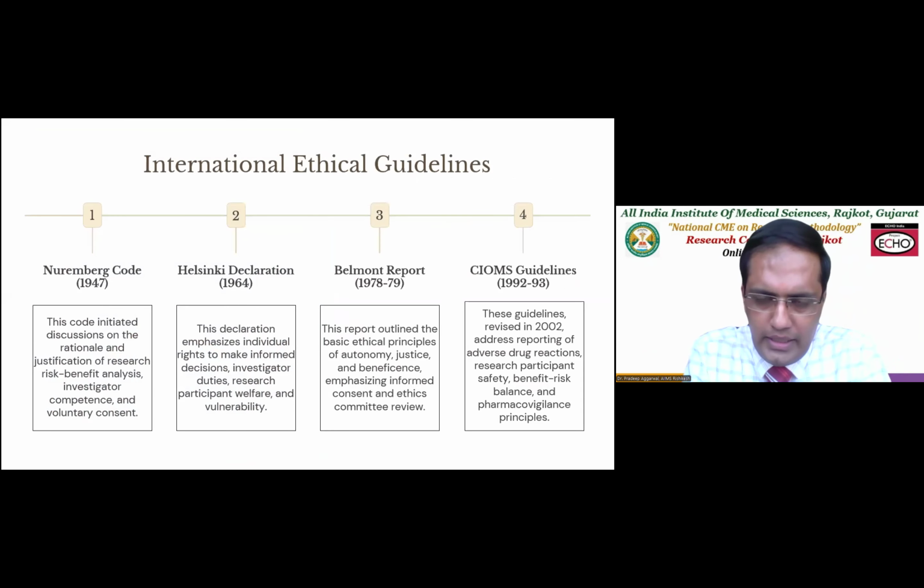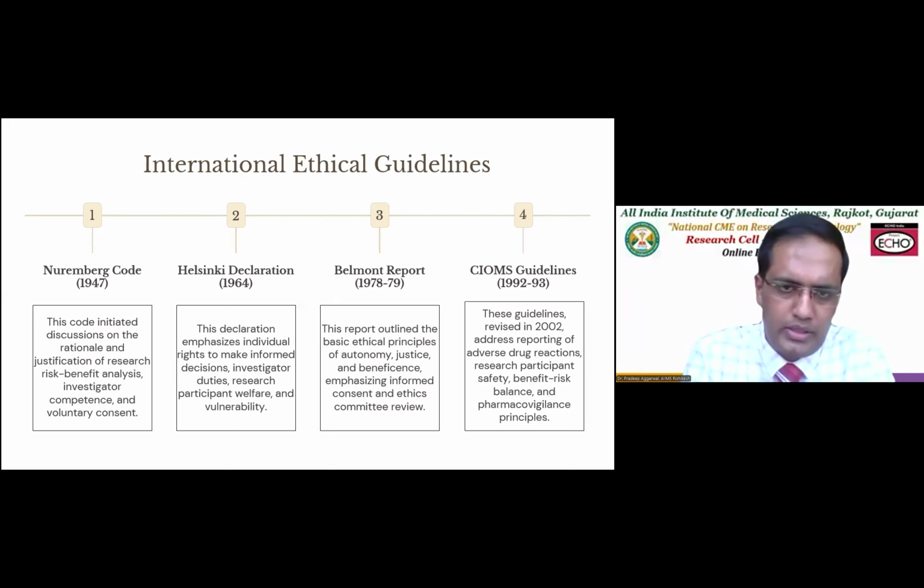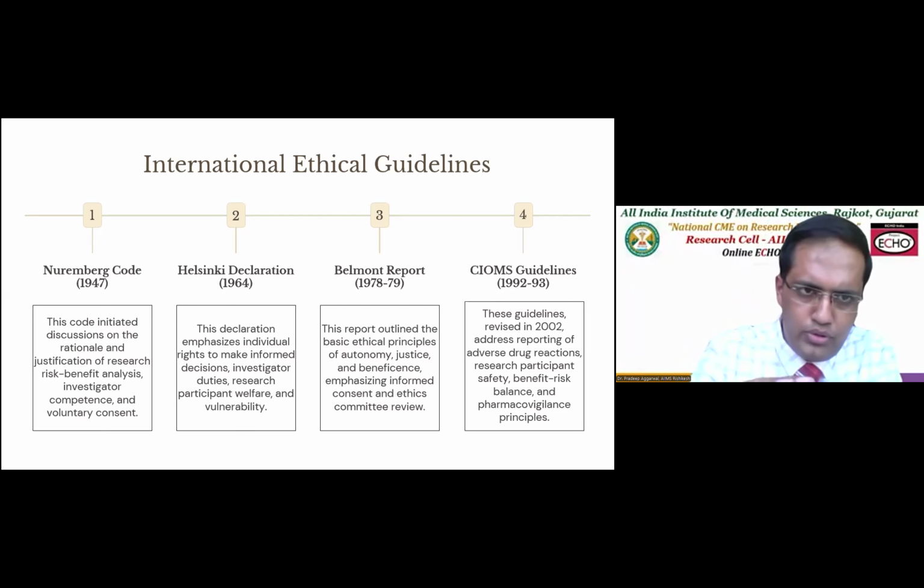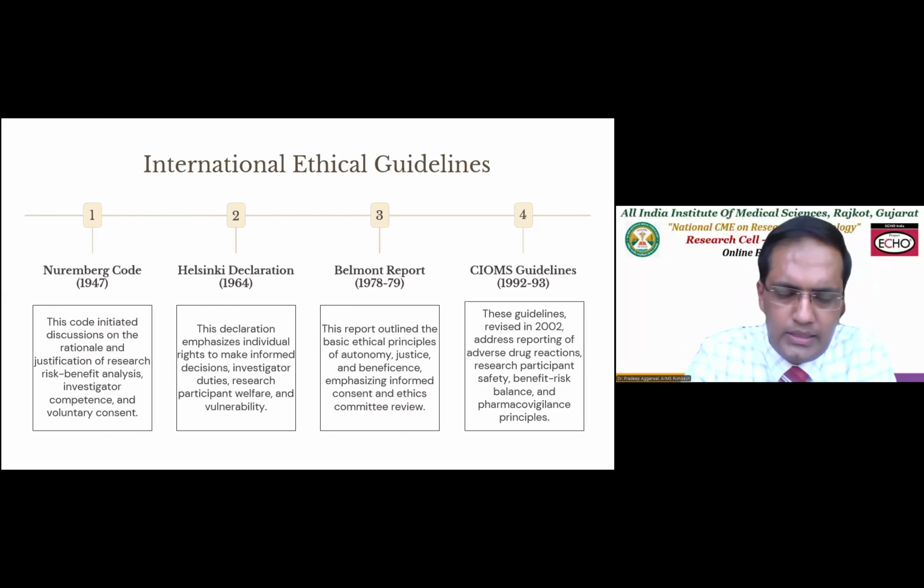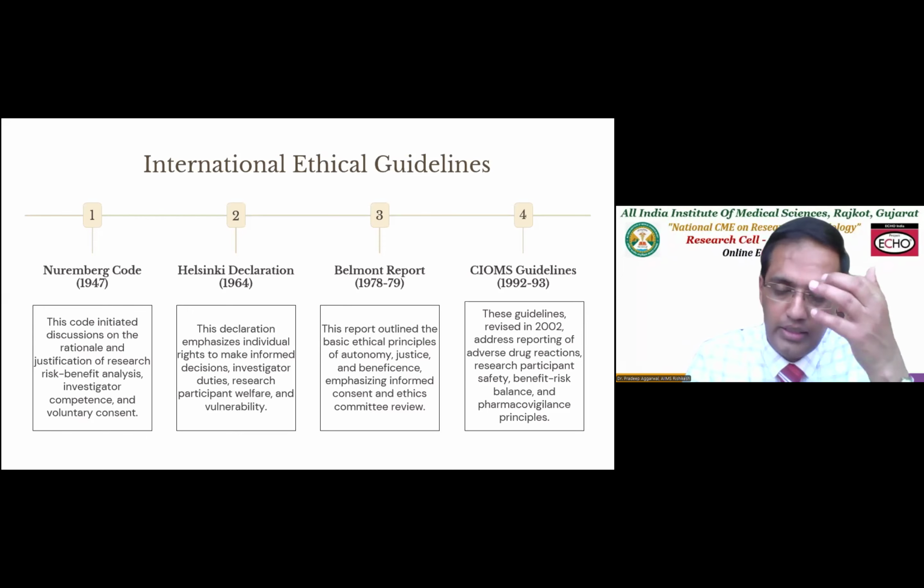So these are the international ethical guidelines. If we see, it started at the time of independence with the Nuremberg Code. Helsinki, in Finland, 1964. Then comes the Belmont Report in 78. And then comes the CIOMS guidelines in 92-93. I'm not going into detail, but what I want to show you is that for the last 75 years, things have been in process. Nationally and internationally, guidelines are being developed. These are ethical guidelines, and these considerations are taken at an international level.